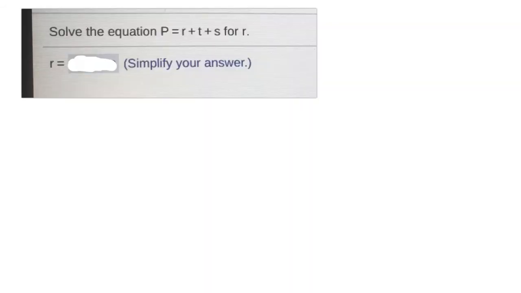Okay, so this is the first time where we are dealing with a different kind of problem in this video, and that's literal equations. Now, literal equations are such that you have an equation composed largely of variables like p, r, t, and s, and they ask you to solve for one of the variables. In this case, they're asking you to solve for r. So in other words, they want you to get r by itself. So it's like r equals all the other stuff. You want all the other stuff over here.